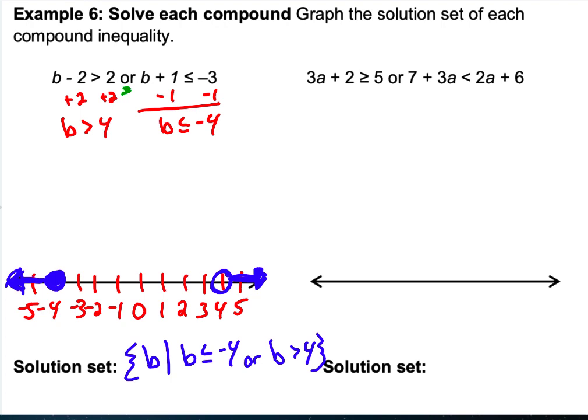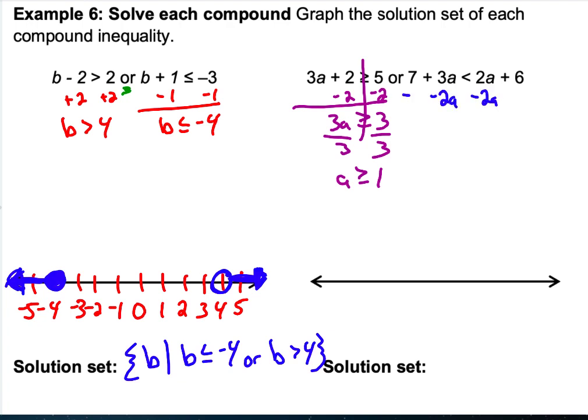All right. Here, I'm going to solve quick. 3a is greater than or equal to 3. So a is greater than or equal to 1. For my other one, I'm going to move the 2a over here. I'm going to move the 7 over here. So I get a is less than -1.